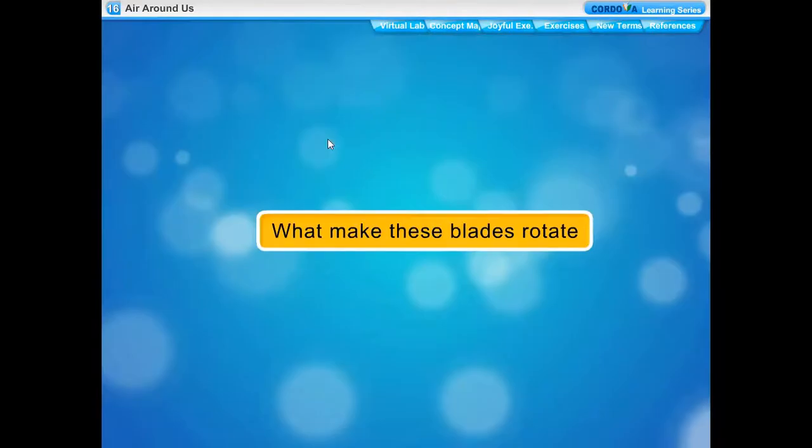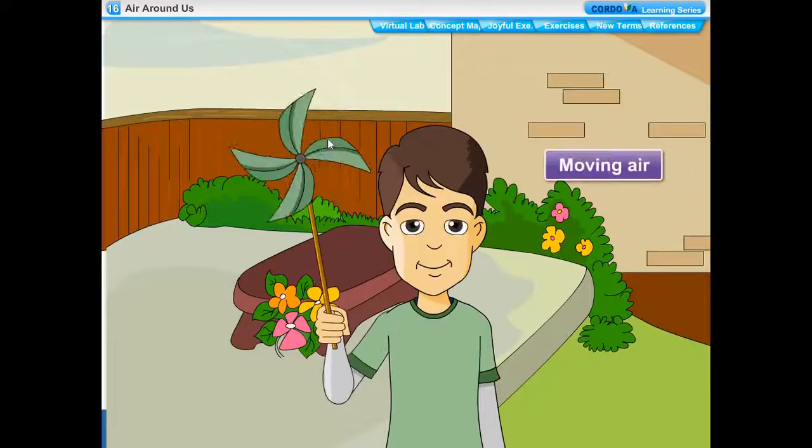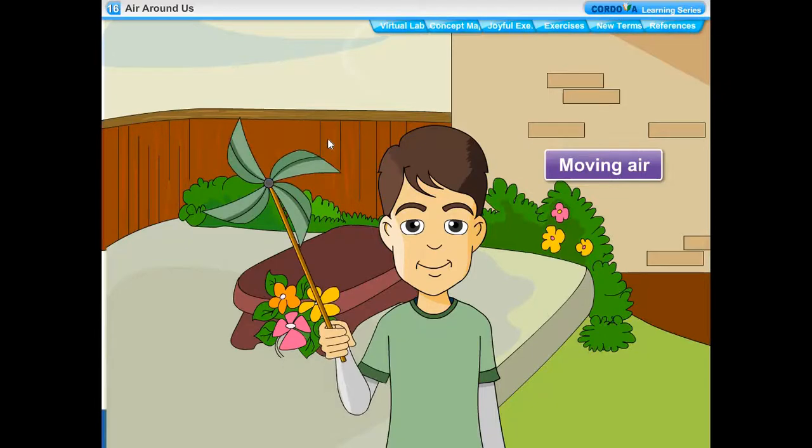What makes these blades rotate? It is the moving air that makes the blades of the pinwheel rotate.